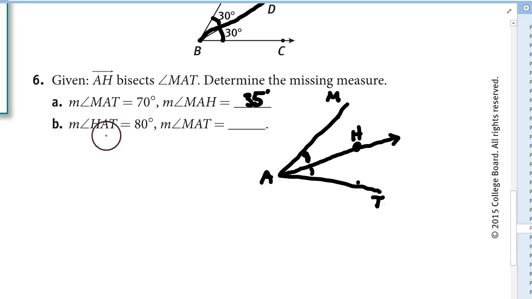Question B, if angle HAT is 80, so HAT, this one right here, if that's 80, how much is MAT, the large angle? If that's 80, then so's that piece. And 80 plus 80 makes the large angle 160.